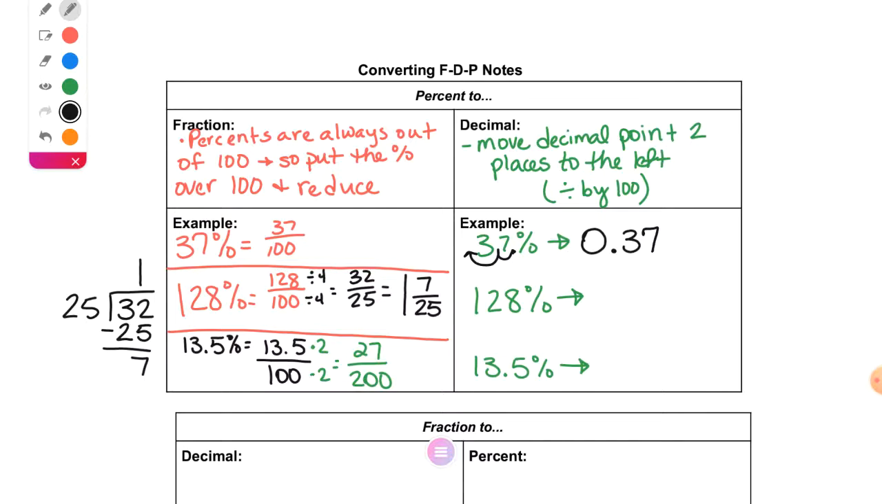Okay, 128%. Colton, what is 128% as a decimal? 1.28. Good job. So we're going to show that we're moving it once, twice. 1.28. What about 13.5%, Bianca? You would move it twice over, and so it'd be 0.135.